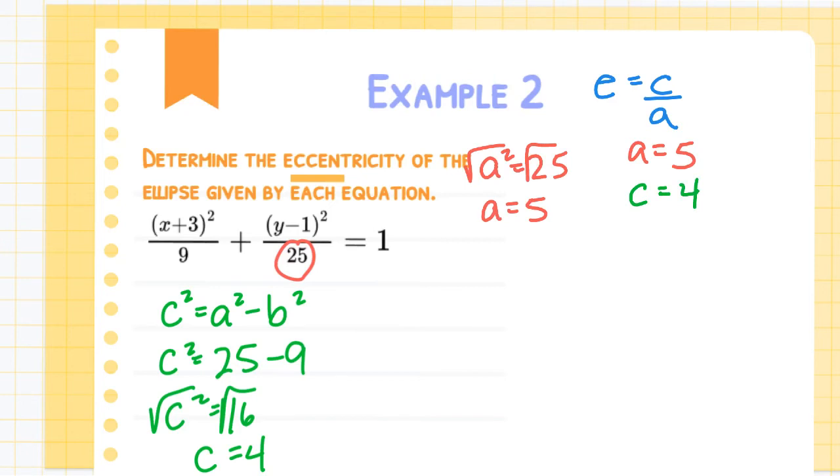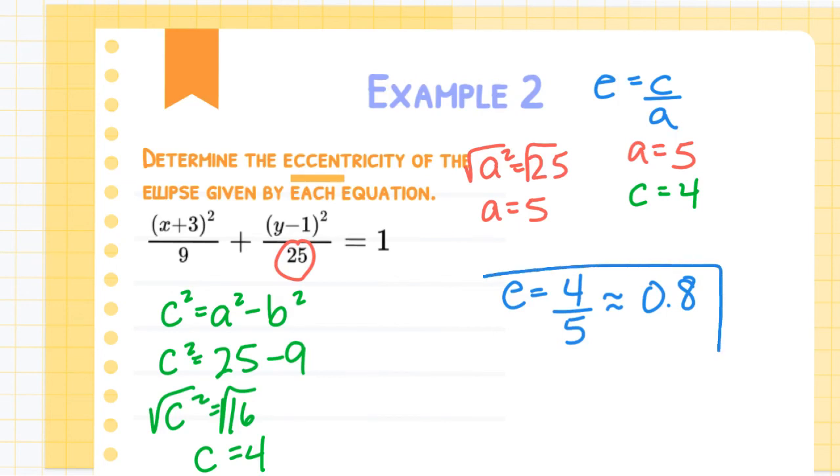So then we go to our formula, E equals C over A, so it's going to be 4 over 5, and then we can put that into the calculator and we get 0.8. And 0.8 is very close to 1, so we can draw the conclusion that the eccentricity is very circular.